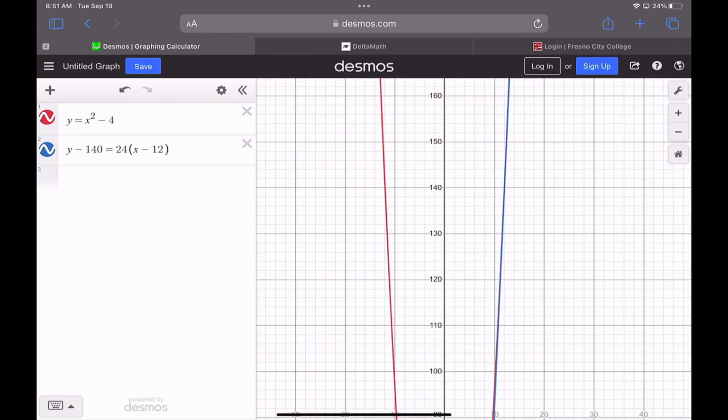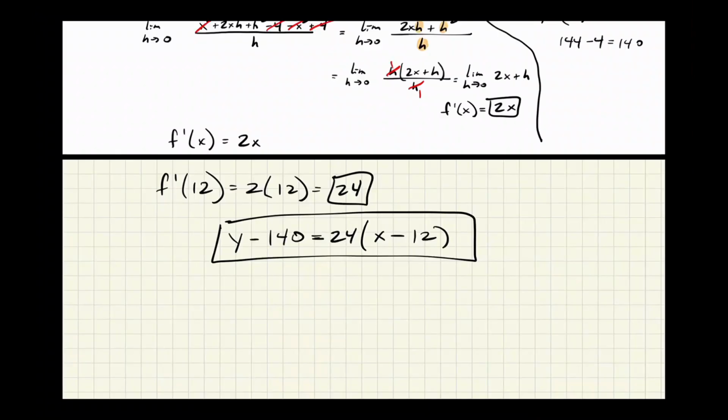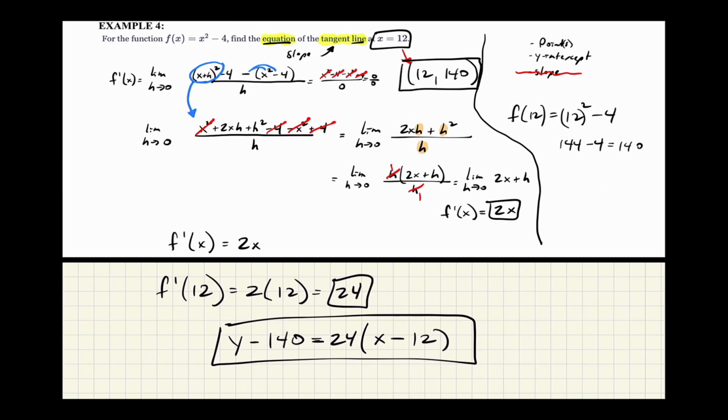It's hard to see because the blue line is the tangent line. Right there is where they're tangent to each other, which is at 12. This is 10 right here, that's 12. It's almost a vertical line because 24 is a very big slope. So that's what we found. Okay.